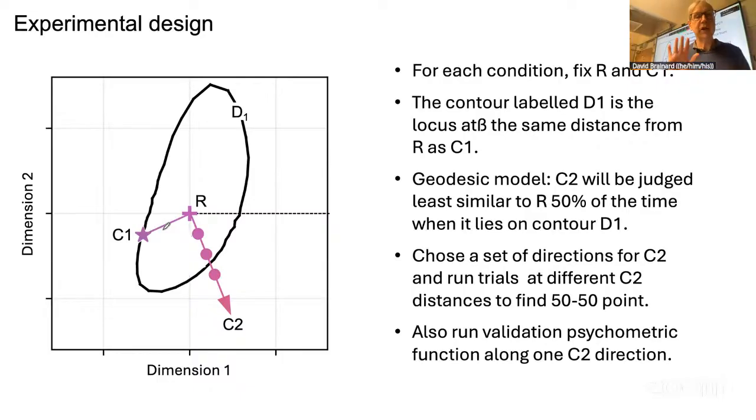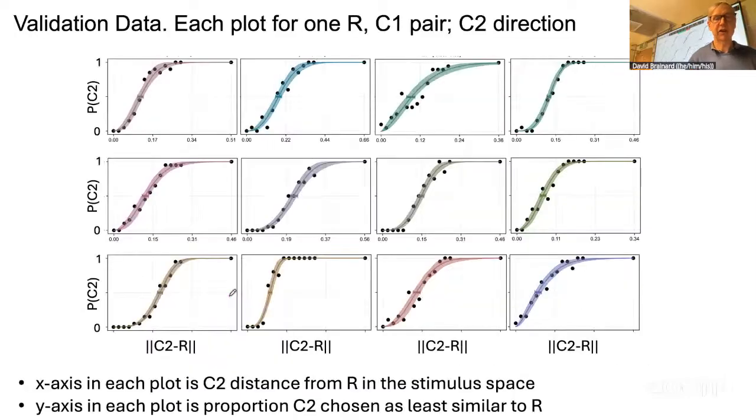And so we are going to use again a smoothness-based method to actually estimate the 50-50 contour, but we're also going to interleave trials where we measure a method of constant stimuli in one particular C2 direction. So I'm going to show you those data first. There were 12 conditions. So let's look at one of these panels.